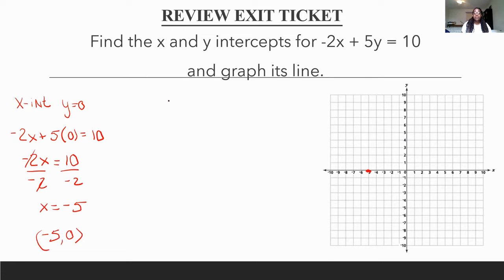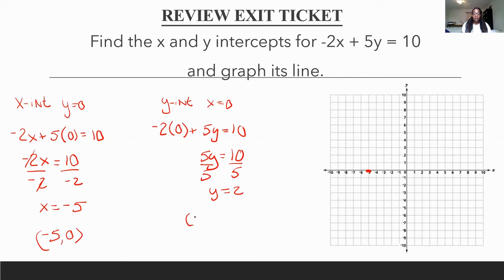Now we need to find the y-intercept. The y-intercept is when my x value has to equal 0. So wherever I see an x, I'm going to put a 0 in its place. Anything times 0 again is 0, so we don't need the 0 because it's a placeholder in this case, because we still have that 5y. And I'm going to bring down my equals 10. Divide both sides by 5, and then we have y is equal to 2. So that means my y-intercept is 0, 2.